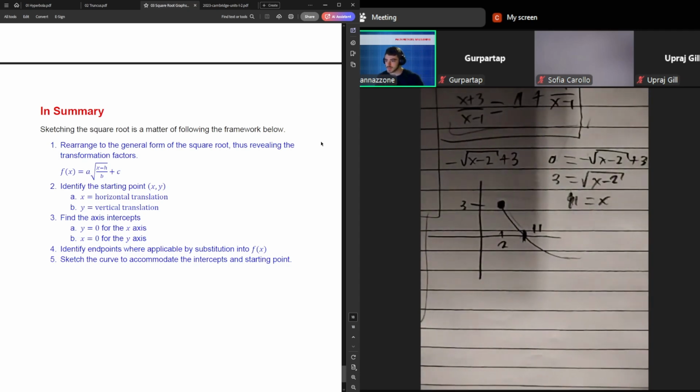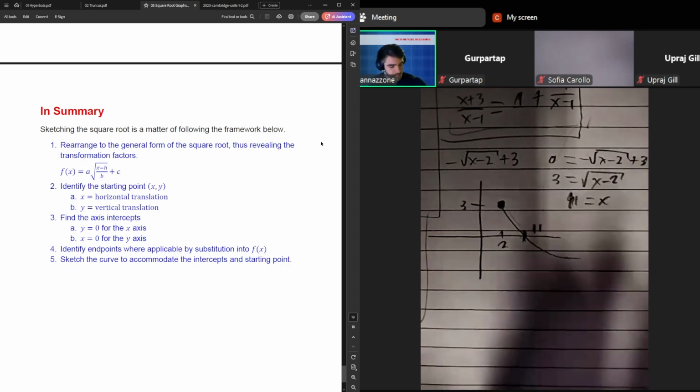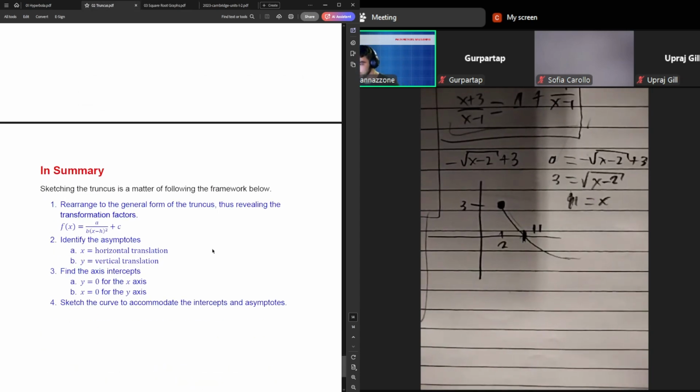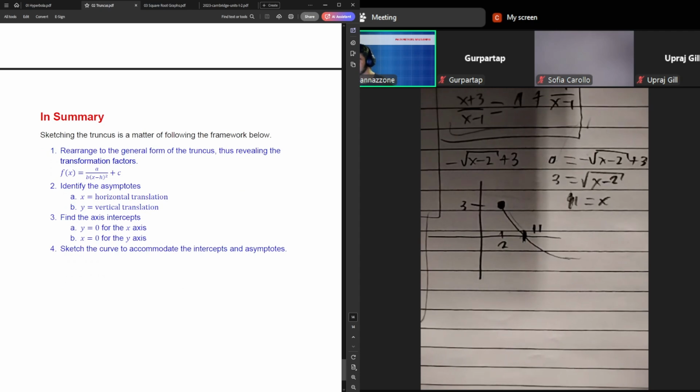That is actually it. So step 4 is literally just find endpoints. There were no restrictions on the domain, so we do just sketch it infinitely. And step 5 was just sketching the curve with all those key features. That is that one done. If anyone has any questions, let me know. Otherwise, I'll get started on a Truncus one.